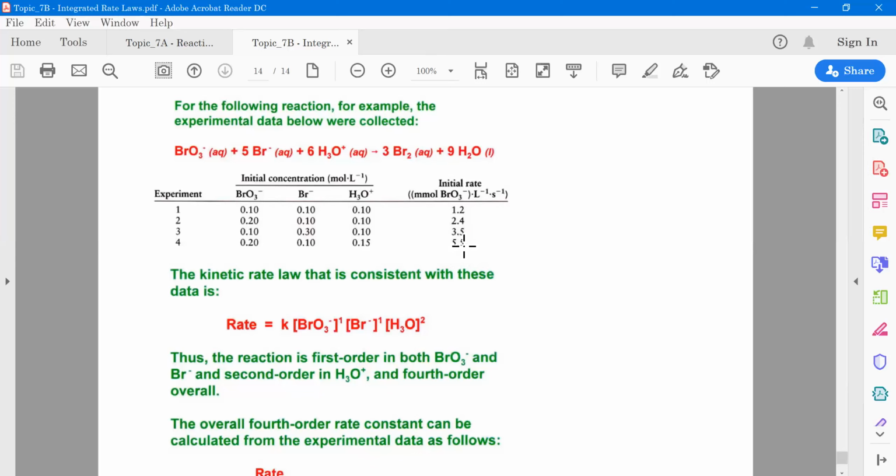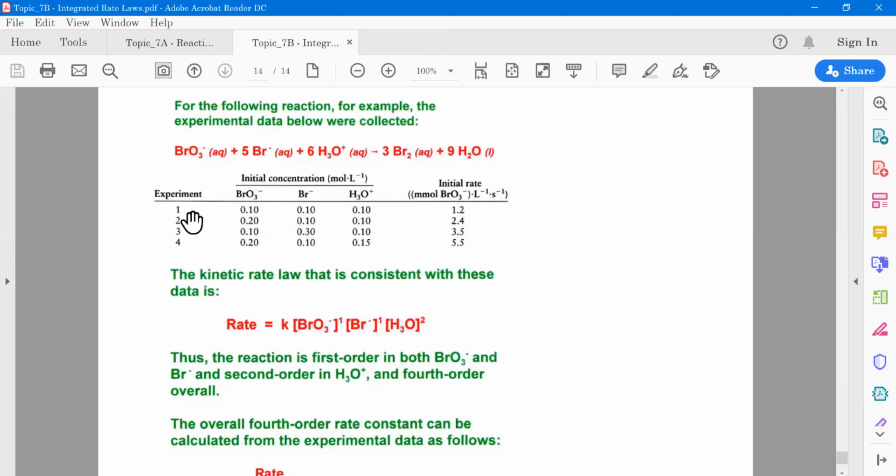Now, what does that mean? Well, the initial rate based on the doubling of the bromate concentration should be 2.4. But when the reaction rate went up to 5.5, what we can say is that the dependence on the hydronium ion concentration must be a squared dependence, because 1.5 squared is 2.25. And so putting that on top of the 2.4, that will give you the 5.5.